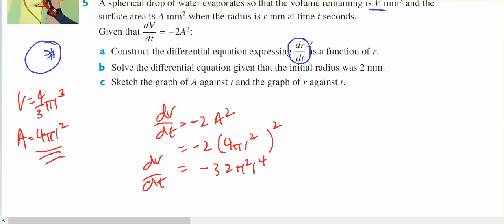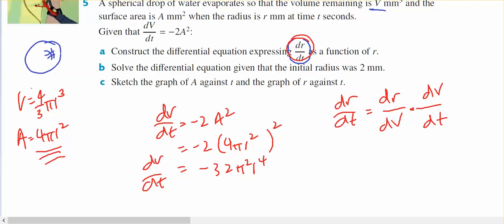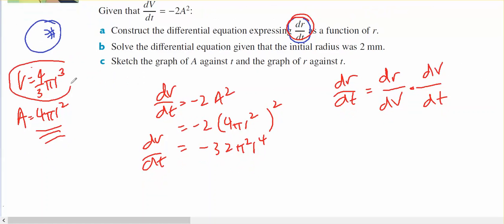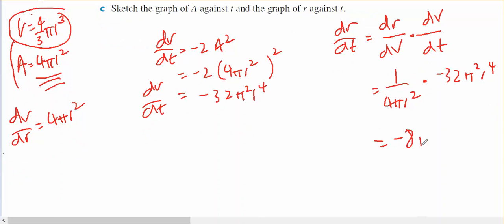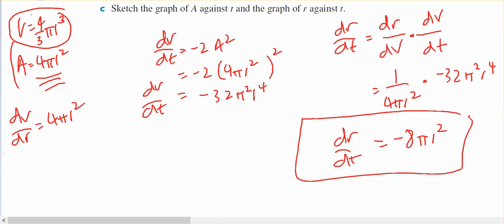Now they're asking us to generate a differential equation for dr/dt, which will be the chain of derivatives, a dV there and a dV there. So if I take the derivative of V with respect to r, I get dV/dr, which is 4 pi r squared, which means dr/dV is 1 on 4 pi r squared, and dV/dt is minus 32 pi squared r to the 4. That will give me minus 8 pi r squared is dr/dt. And that's my answer for part A.